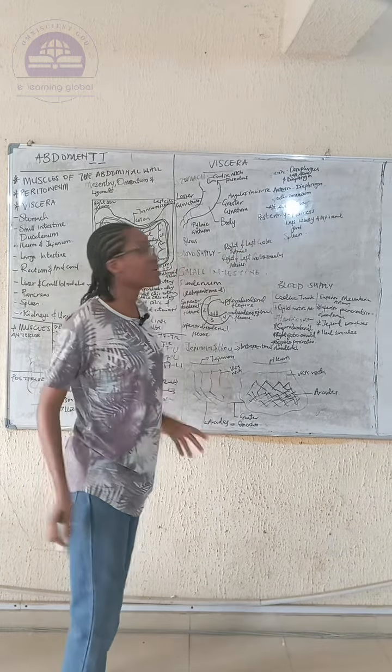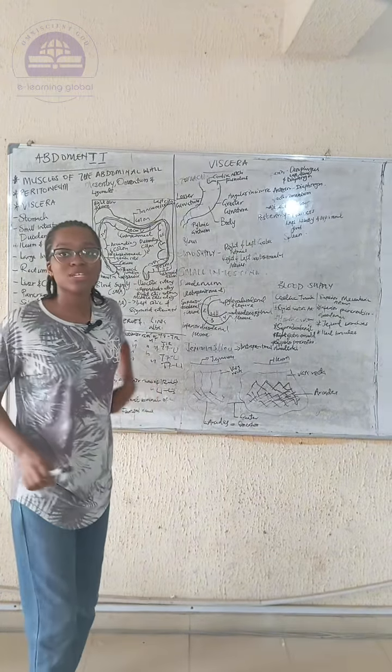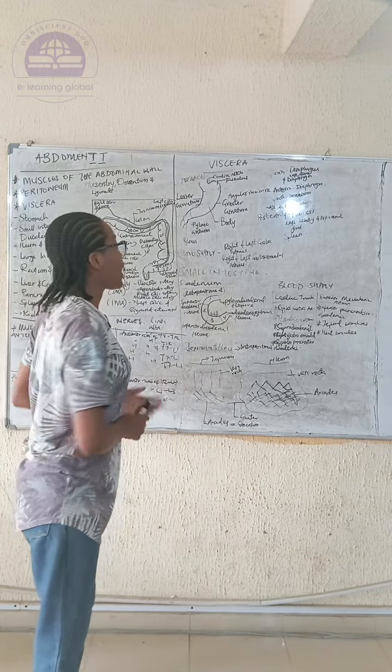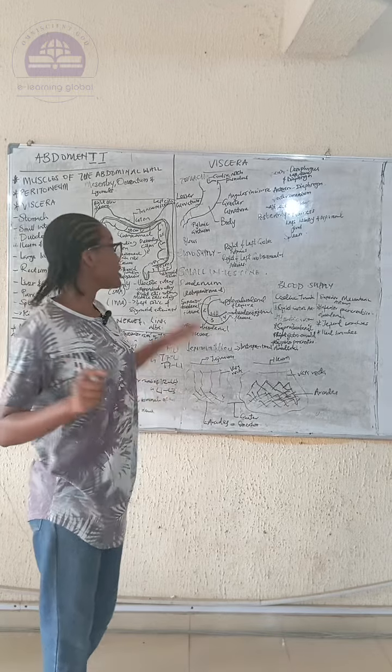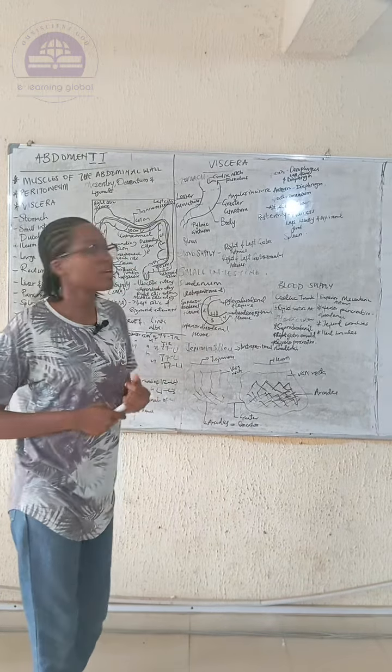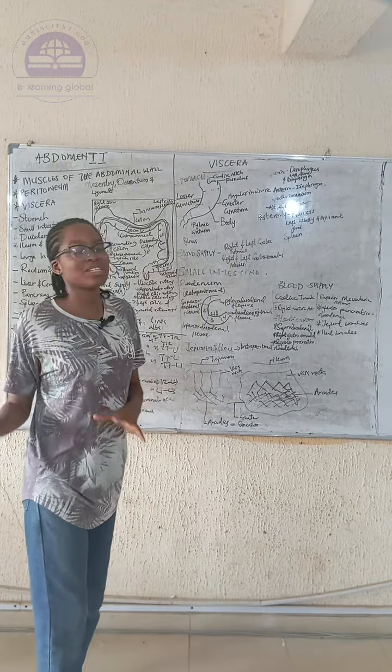That's what I have here, suprarenal gland. And then it's also related to the spleen. So the spleen is posterior to the stomach. So the blood supply. So the stomach gets its blood supply via a lot of things.